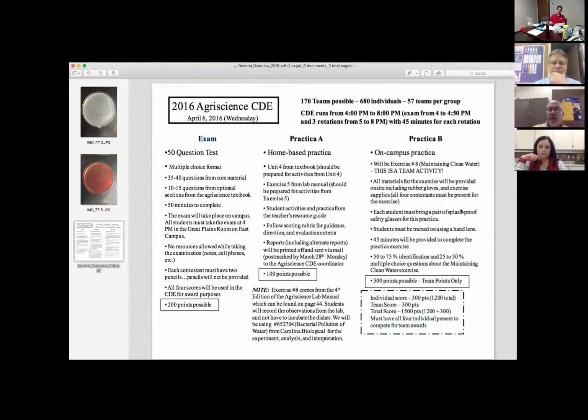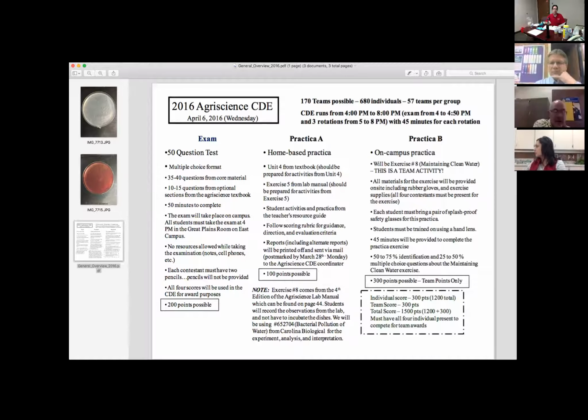Okay, moving on then. Practicum A. This is the home-based practicum, which is the career report. If you'll notice on the Agriscience CDE page, under Practicum A you use Unit 4 of your textbook to help prepare the students. This is the unit that's over careers.